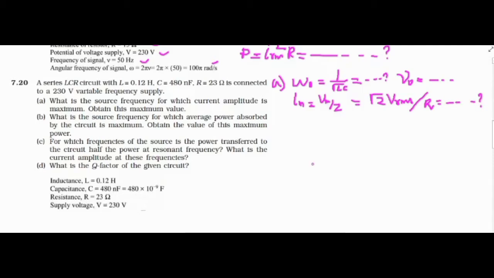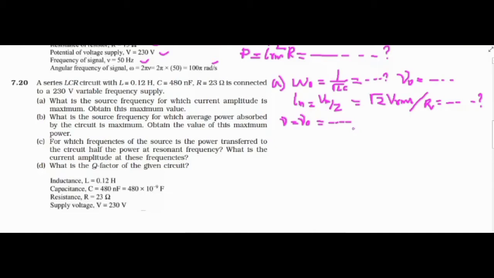Coming to part B. What is the source frequency for which average power absorbed by the circuit is maximum? Again, power is maximum when frequency nu is equal to nu naught or omega is equal to omega naught, that is, the resonance frequency itself, which we have calculated already, and obtain the value of this maximum power.